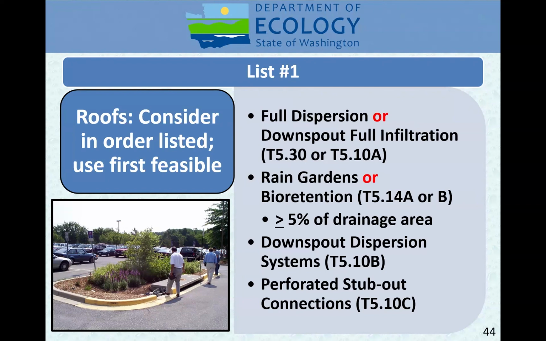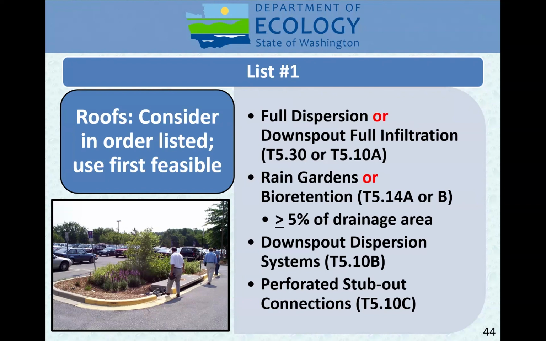If you can't do either of those, you don't have the high enough infiltration rate to do the downspout full infiltration, you have to do rain gardens or bioretention. And the area of the rain garden or bioretention has to be greater than or equal to 5% of the drainage area. And that area is measured at the overflow, not the bottom where you then slope up, but at the overflow. So you've got the bottom, you've got 18 inches of bioretention media, you've got 6 to 12 inches of pooling depth, and the area you're measuring is at that pooling depth. That needs to be 5% of the drainage area.